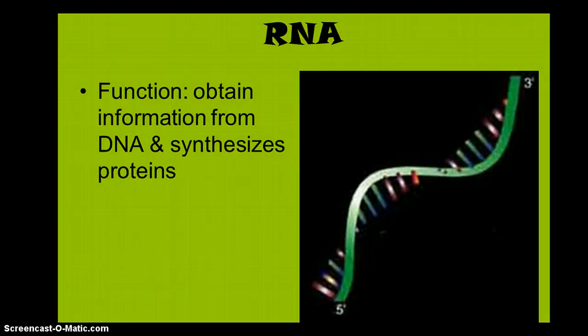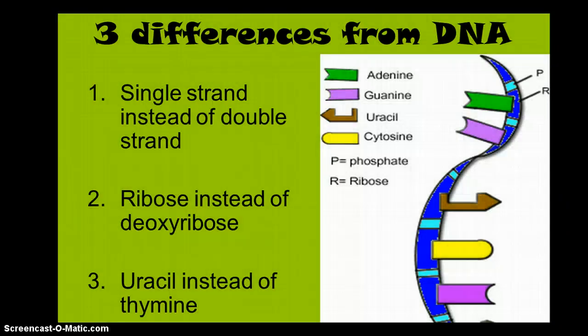Okay, the function is to obtain information from DNA and synthesize proteins. There are three differences from DNA. One, it is single-stranded instead of double-stranded. Two, ribose instead of deoxyribose, so we have ribose sugar instead of deoxyribose sugar. And three, we have uracil instead of thymine.